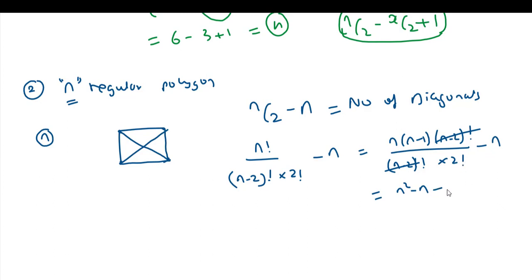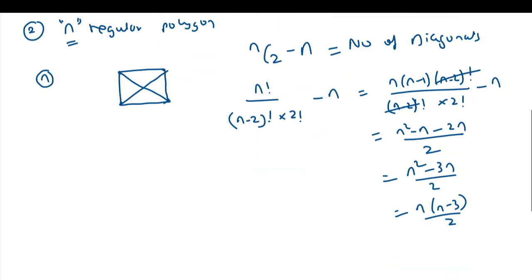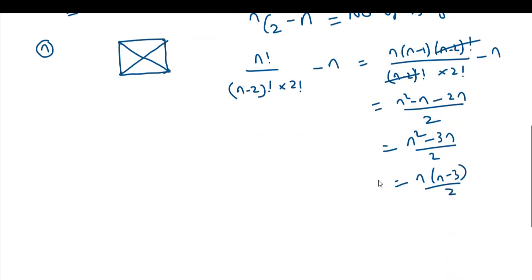So this 2 will multiply with n. We'll get 2n over here, and in the denominator we'll get 2. So we'll get here (n square minus 3n) upon 2. We can take n common, we'll get n into (n minus 3) upon 2. So this is your formula for the number of diagonals in an n-sided polygon: n into (n minus 3) by 2.